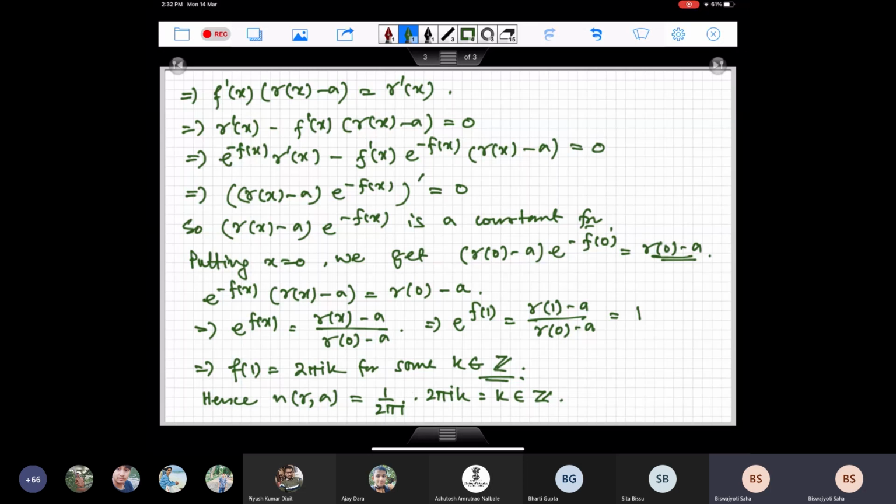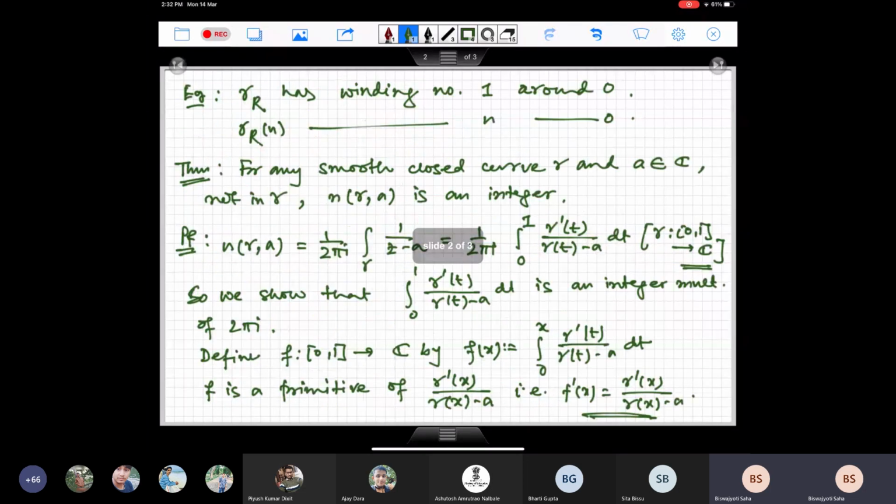Okay, so slightly unintuitive proof, I will say. But like I said, whenever you need to have something like an integer multiple of 2 pi i, you really need to somehow connect it to the exponential function. So that completes the proof that this integral n gamma a is always an integer. Okay. So fine, this is good.